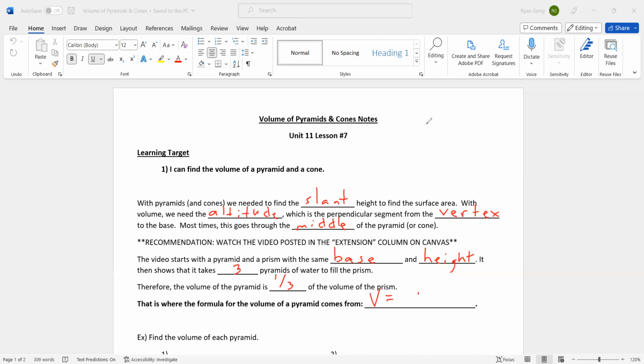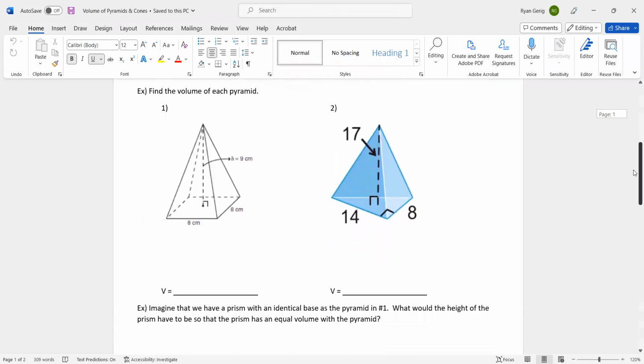Volume is the same as the volume of a prism, but there's a 1/3 in front. It's that easy, but it's also that easy to forget. So that's the trickiest part of pyramids and cones, is just remembering that 1/3. So I'm going to give you a suggestion as we do these examples here.